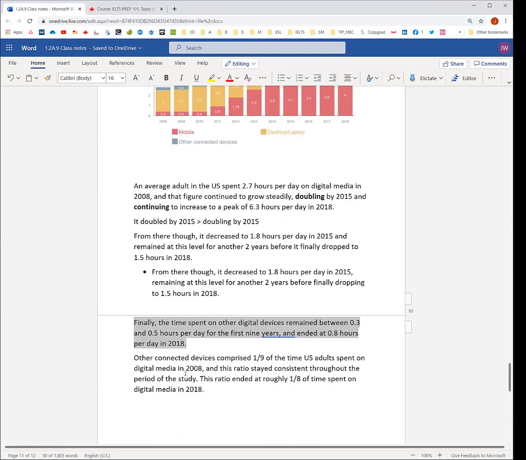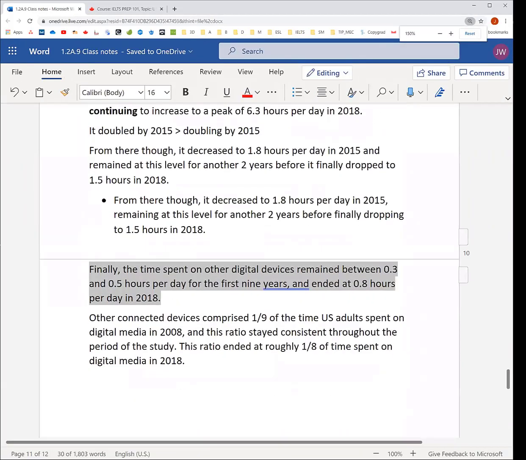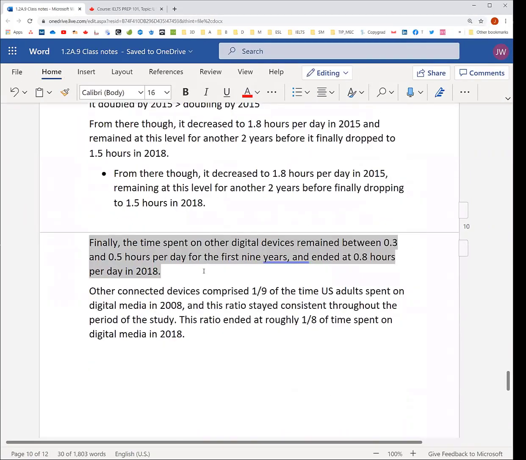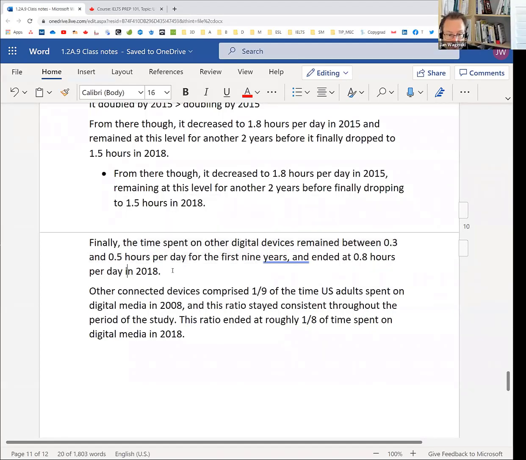Yes, sir. So we have to remove finally. Remember, you have to keep part of it as an independent clause, or you're going to have a fragment. Spend on other digital device remaining between 0.3 and 0.5 hours per day for 9 years and ending at 0.8 hours per day in 2018. If you do that, you've got a fragment.